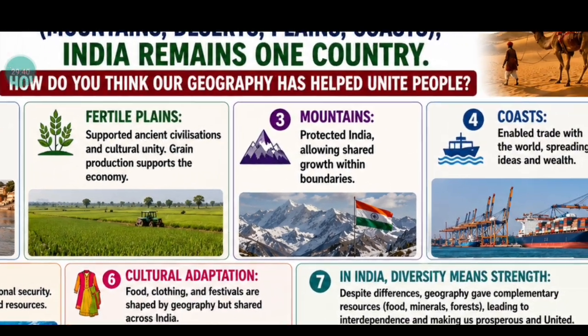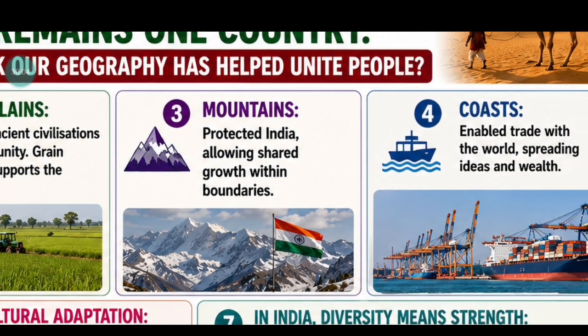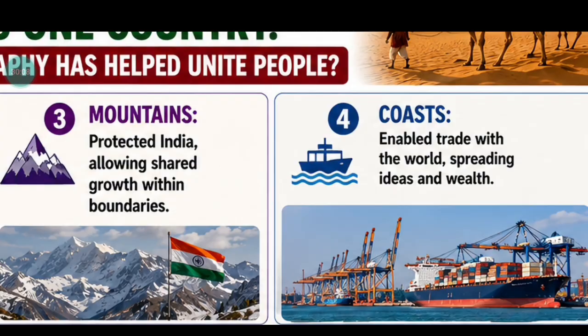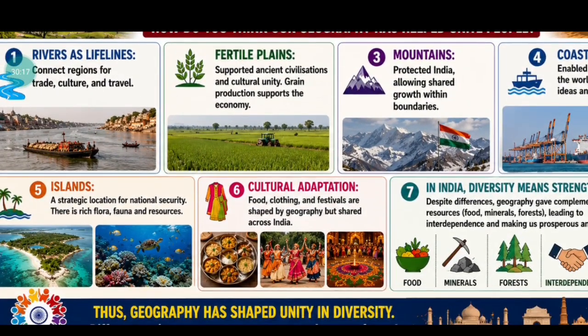Next is mountains. Mountains protected India, allowing shared growth within the boundaries. So the Himalaya standing in the north has protected us for centuries from invaders and from enemies. It is protecting us in terms of climate also. So there is a pleasant climate because of the Himalayas. Number 4 is coast. These are very helpful in trading, enabled trade with the world, spreading ideas and wealth. So this way these coasts are very helpful for our country.